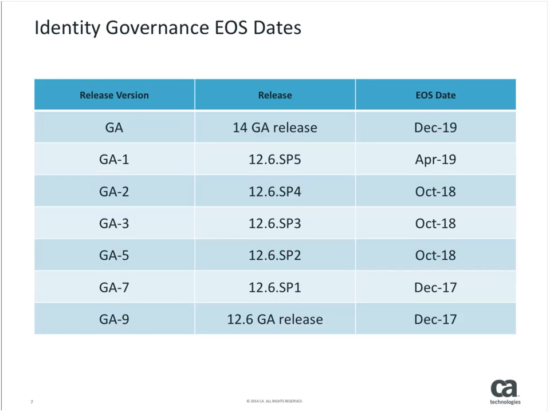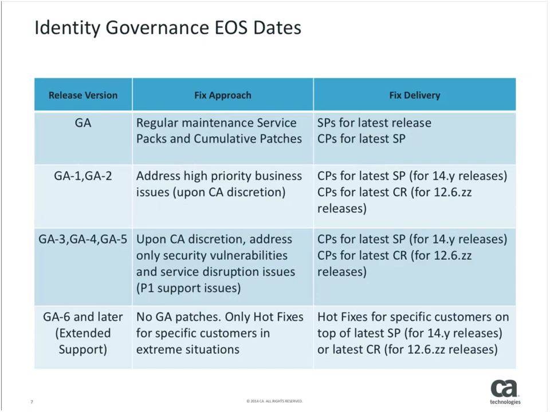Service Pack 2 up until Service Pack 4, October of 18, Service Pack 5, which is the latest on the 12.6, is going to be April of 2019, and the 14 is going to be December 19. As you can notice, on a release version, I put the GA plus 1, 2, 3, 4, 5, 7, 9, 10, and so on and so forth. And this is important because the version actually dictates what type of fix strategy we are proposing.